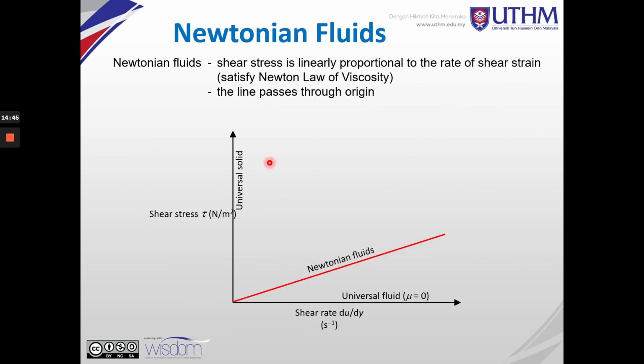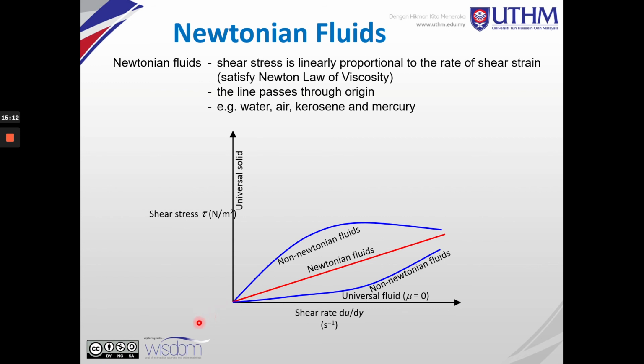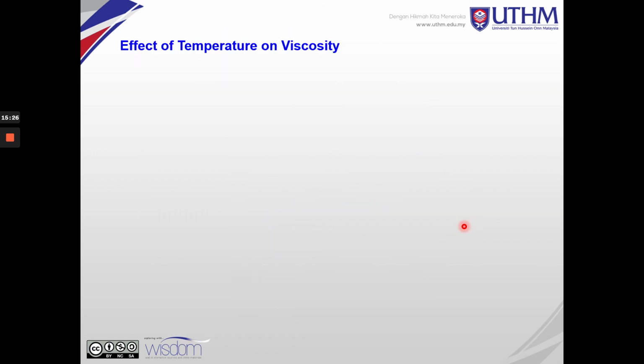Okay, this is Newtonian fluid. Shear stress is linearly proportional to the rate of shear strain. It satisfies Newton's law of viscosity. The line passes through the origin. Shear stress, and Newtonian fluid. Okay, examples are water, air, kerosene, and mercury. So the blue line here is non-Newtonian fluid, and the red line here is Newtonian fluid, and also the blue line here is non-Newtonian fluid. Okay, non-Newtonian fluids: paint, polymer, solvent, mud flow, blood. Okay, real plastic and so on.